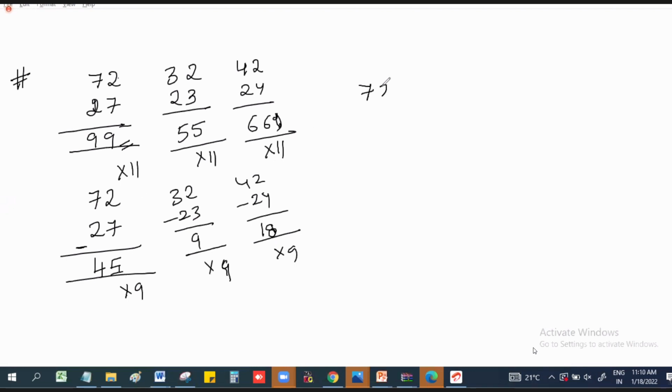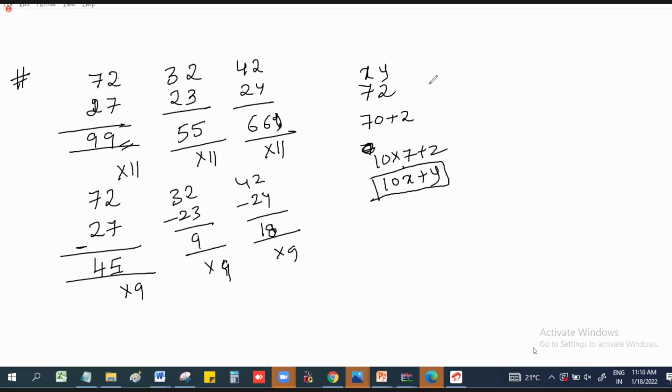There is a number called 72. How is this number actually formed? 70 plus 2, that is 10 into 7 plus 2. If this digit is x and this is y, what is the two-digit form? Here 7 is x and 2 is y. So the two-digit form is 10x plus y.